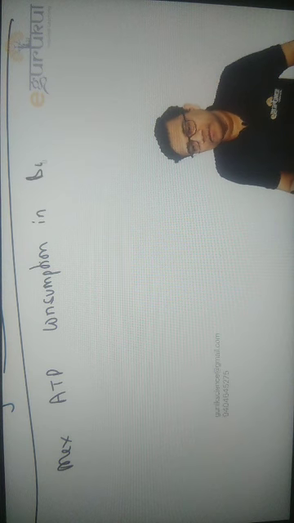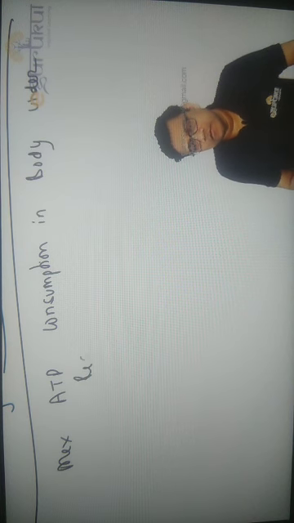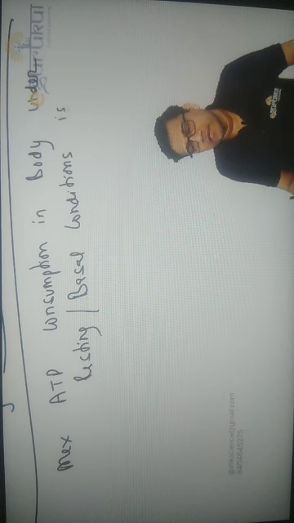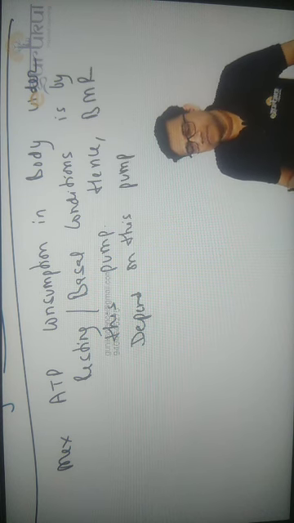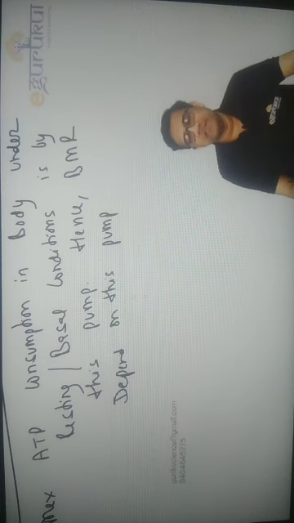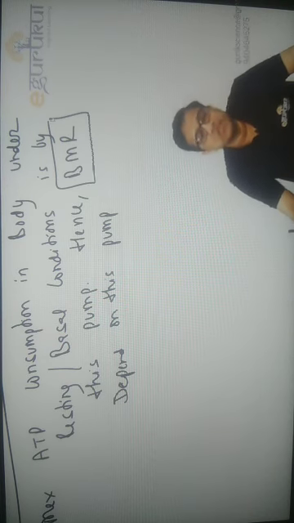The second discussion is: maximum ATP consumption in the body under resting, or a better word, basal conditions, is by this pump. Hence, BMR depends on this pump. Are you clear? That is a very, very important concept. So basal metabolic rate depends on the sodium potassium pump.